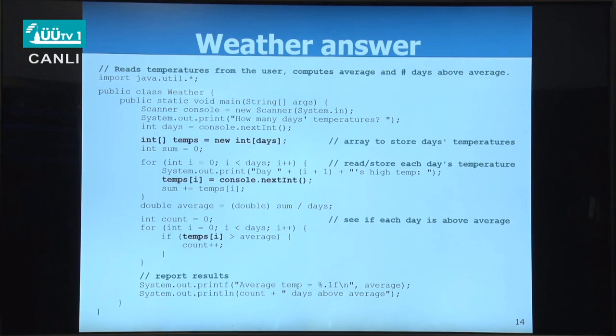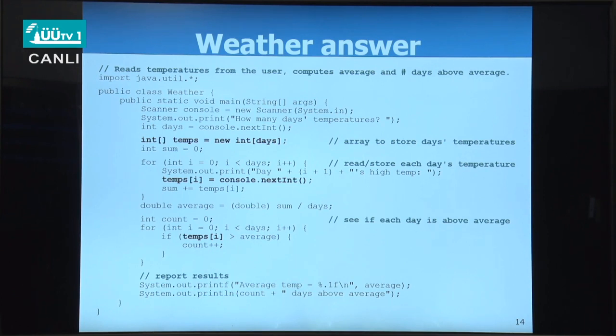Then we define a sum variable. Remember how we used to calculate the cumulative sum of given values? This is what we're going to do over here. This is the variable that is going to store the cumulative sum of all temperatures. Then we have a for loop starting from 0 until days, and in each iteration we print a message on the screen saying day 1's high temperature, day 2's high temperature. This is going to iterate until the number of days, which we assume was equal to 7. So this for loop will iterate 7 times, and in each iteration we ask for the corresponding day's temperature.